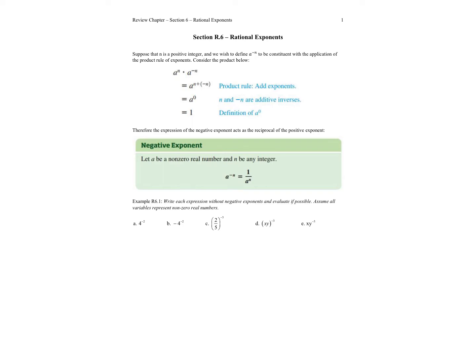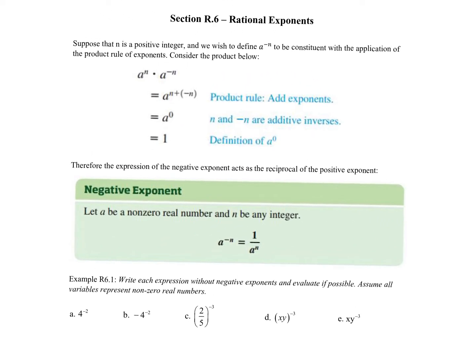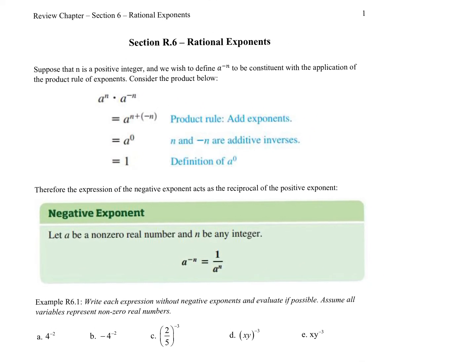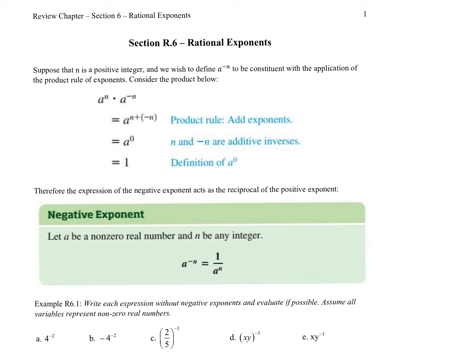Today we are going to review some exponent rules. So the first rule is that if we have two things of the same base, we can add their powers. It's called the product rule.